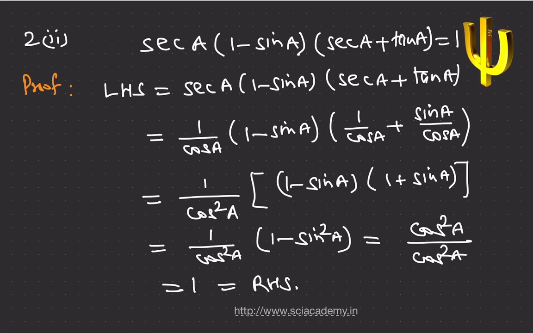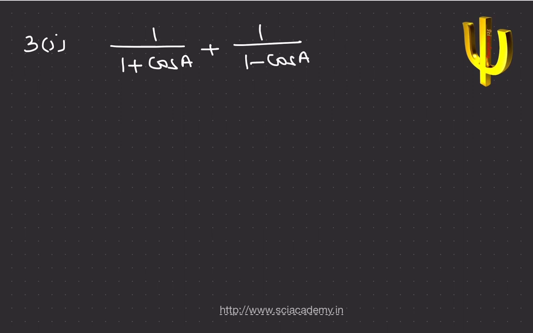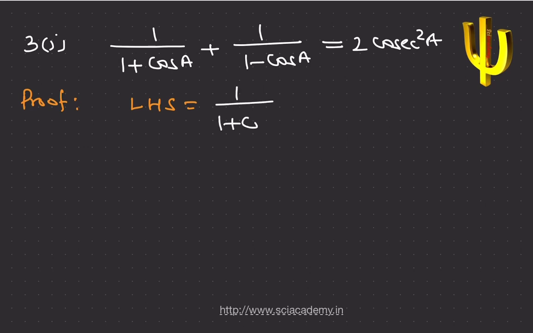Now problem number 3. So in problem number 3, we have to prove that 1 by 1 plus cos A plus 1 by 1 minus cos A equals to 2 cosec square A. Now let us prove this. So proof is, now let LHS is equal to 1 by 1 plus cos A plus 1 by 1 minus cos A.